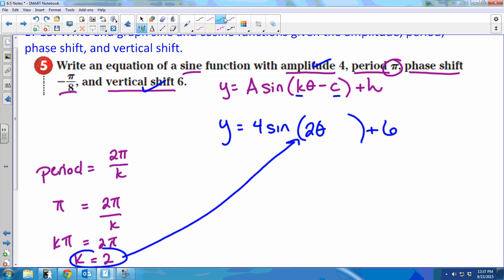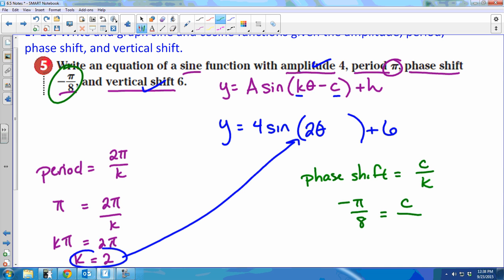Then we have phase shift. That's new, but we know that the phase shift equals c over k. So I know the phase shift is negative pi over 8. So negative pi over 8 equals c over k, because we don't know what c is, but we know k is 2, because we just found it 5 seconds ago. And so now I can cross multiply and solve for c. So I get negative 2 pi.